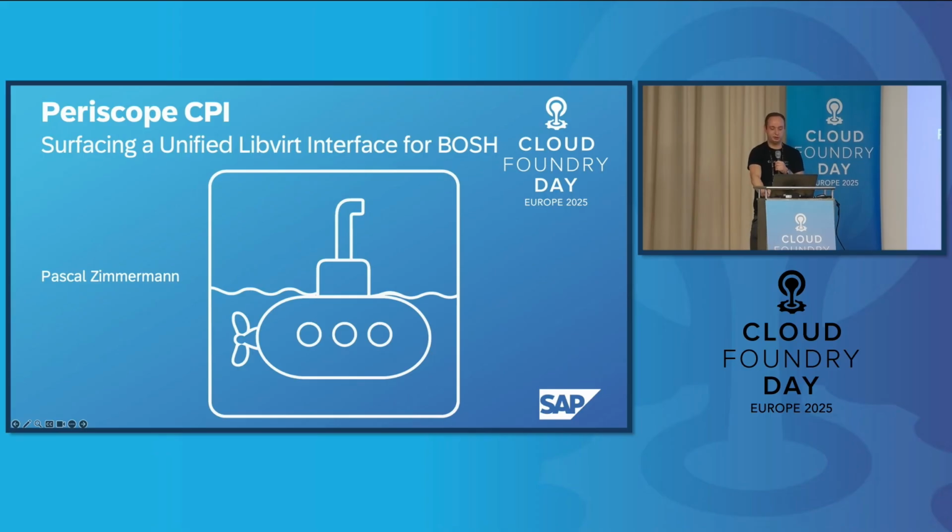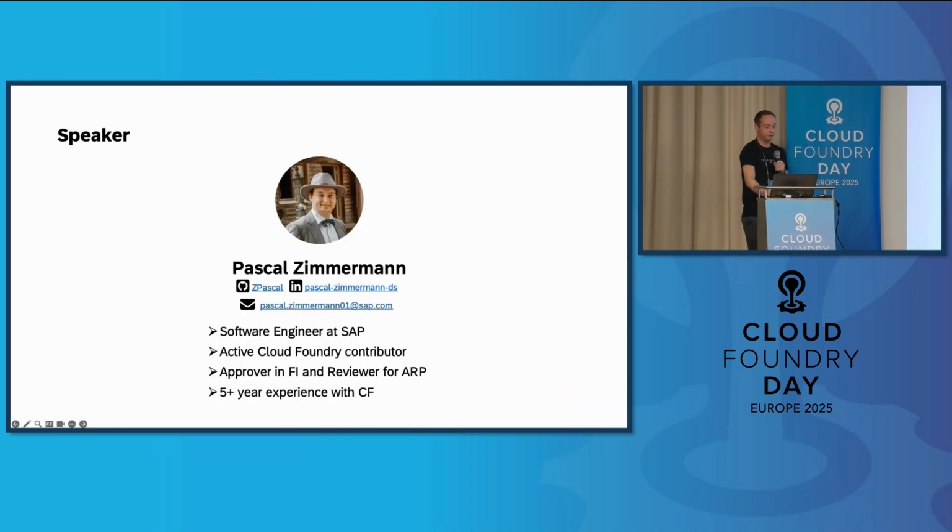Let's start with the explanation of the name for this presentation. Periscope CPI. The Periscope is an opportunity for the SAP to check out the horizon and the surface. For the SAP, it is the connection to the surface, like the CPI is connected with the infrastructure providers or the virtualization backends.